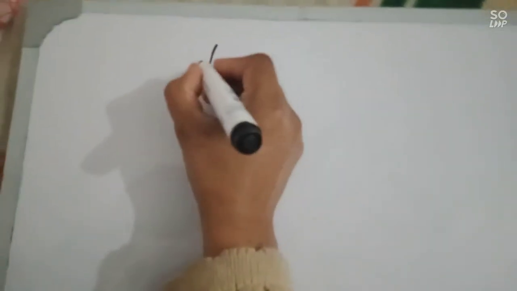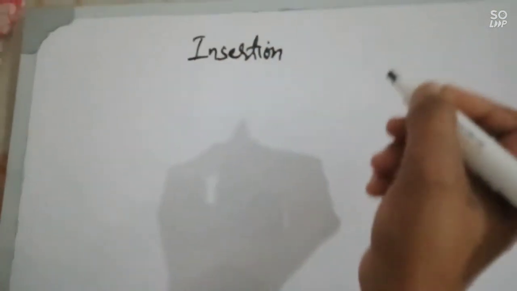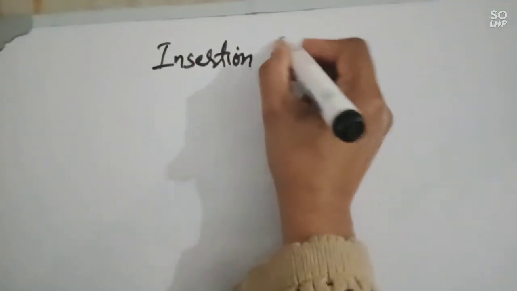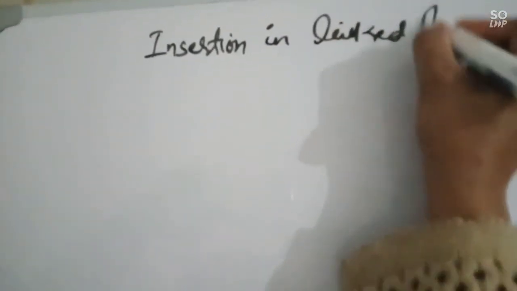In previous lectures we have discussed the deletion operation and the creation and traversing of the linked list. Now in this lecture we will study insertion into a linked list. Our algorithm is insertion into a list. How will we insert a new node in the linked list?